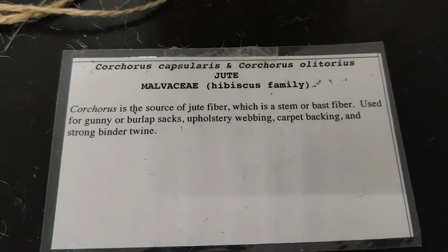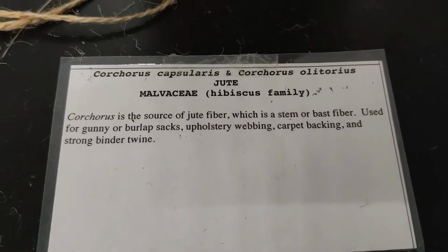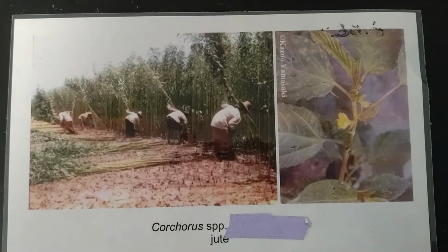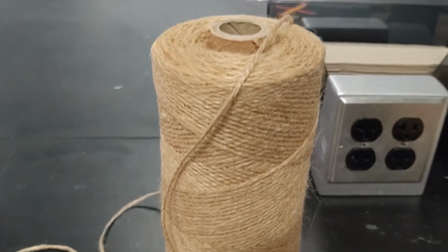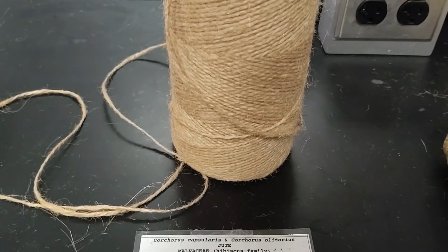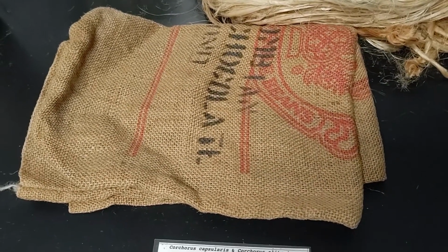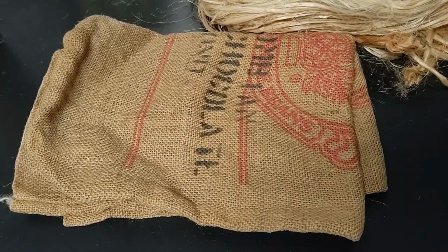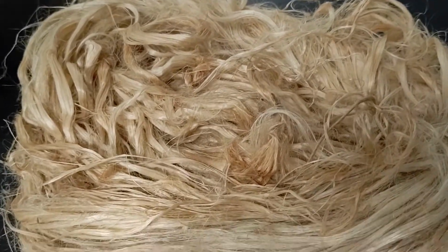The next bast fiber is jute, also in Malvaceae. Here we have jute being harvested. Here's an entire roll of jute fiber. It's kind of rough. Jute has been commonly used to make things called gunny sacks. These are very durable weaved bags. Here is just a massive pile of white jute.